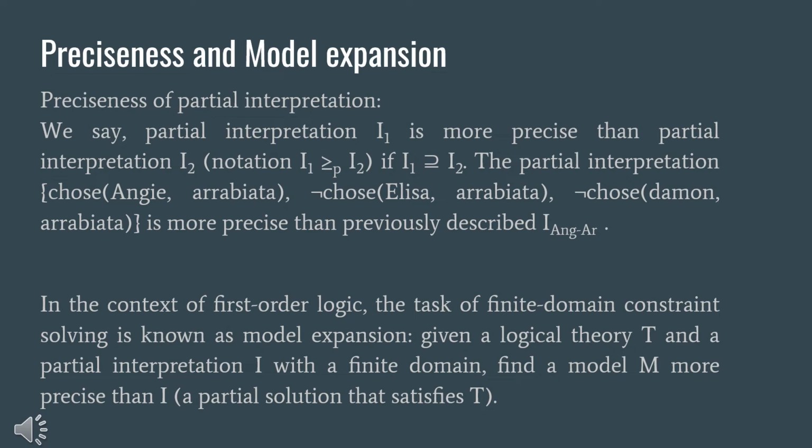Now preciseness. Given two interpretations I1 and I2, if I1 is a superset of I2, then we say I1 is more precise than I2. For example, consider the partial interpretation containing choose Angie arrabbiata and negation of choose Alicia arrabbiata and negation of choose Damon arrabbiata. This interpretation contains more information, so it is more precise than the interpretation stated in the previous slide, containing only choose Angie arrabbiata and negation of choose Alicia arrabbiata.